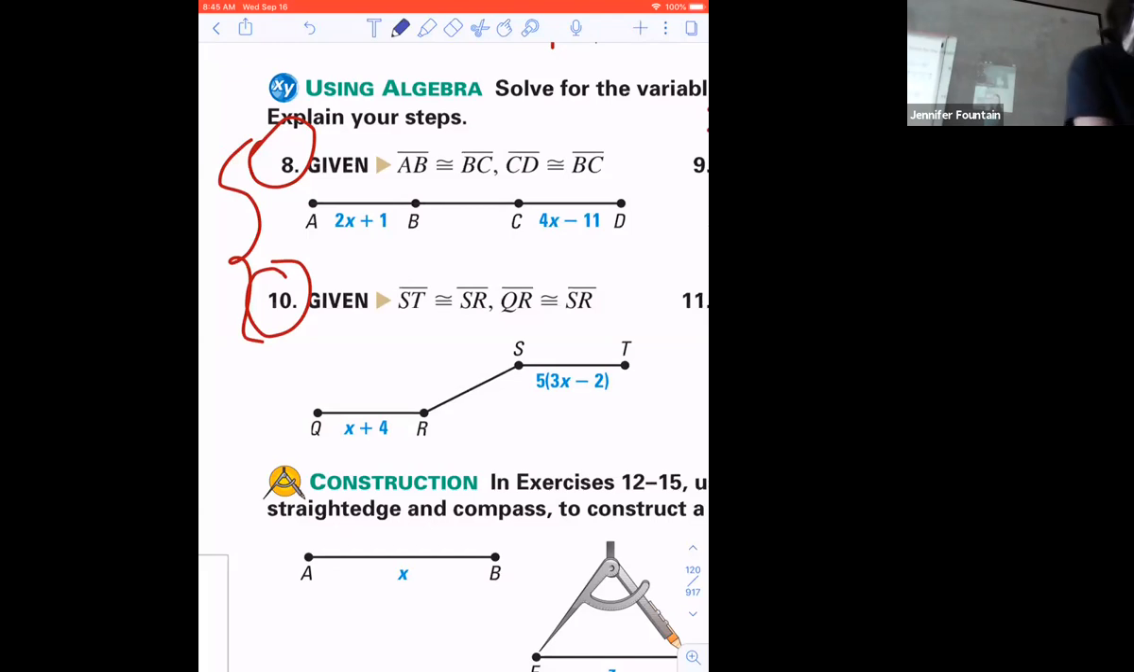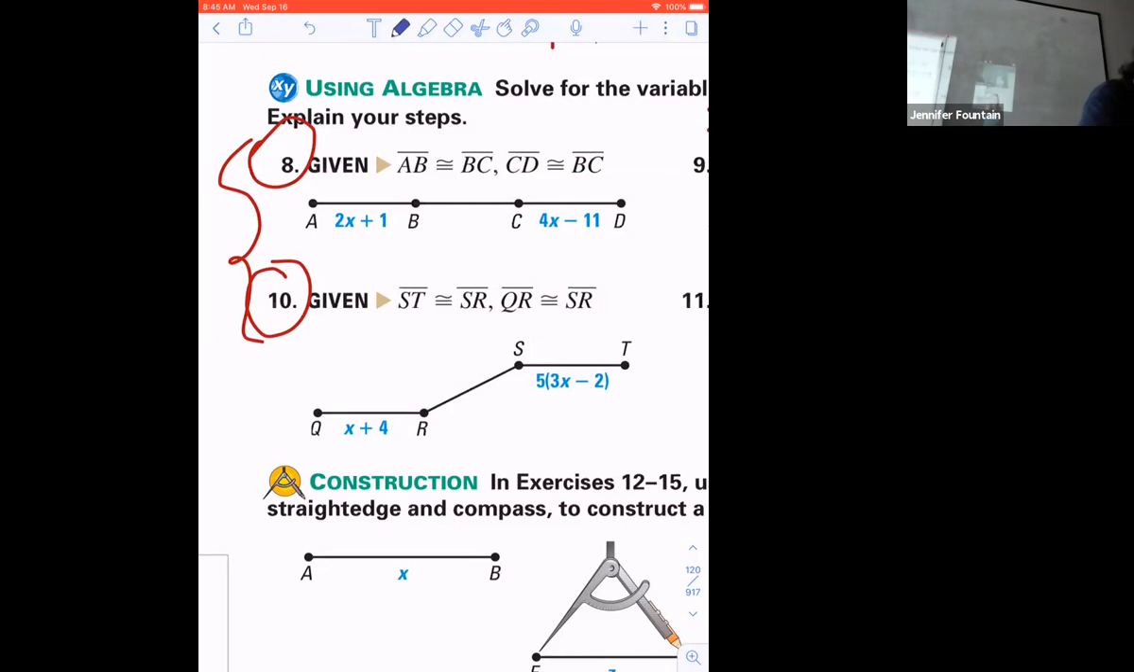Okay. All right. So number 10, we were given that ST is congruent to SR, QR is congruent to SR. So we can see that we've got QR and SR covered, and SR and ST are covered. So what is our property here? Distributed? Well, our first step, we are going to have to distribute, but we can see that because ST is congruent to SR and QR is congruent to SR, then we can conclude that ST is also congruent to SR.